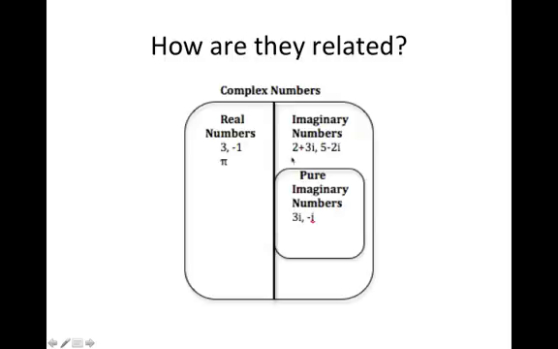Okay, so here's our complex numbers. You can see the exact relationship. Here are our real numbers, 3, -1, pi. Here are our imaginary numbers, 2 plus 3i, 5 minus 2i. And then within the imaginary numbers, there's a subset of pure imaginary numbers, things like 3i and -i.